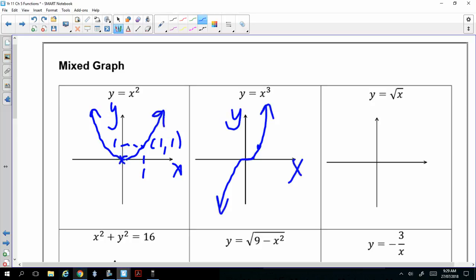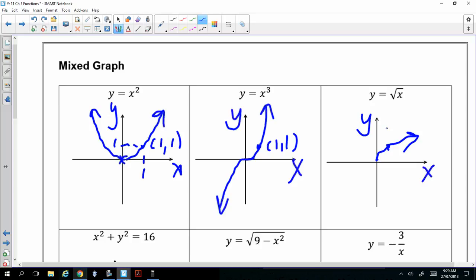Square root of x looks like an upside down sideways parabola. So you get 1, 1 as well. They all pass through 1, 1. Most of these. Now what's the next one? Remember what the next one is?